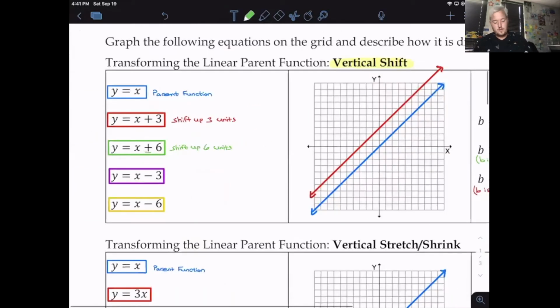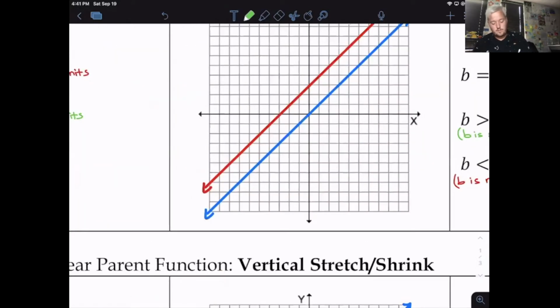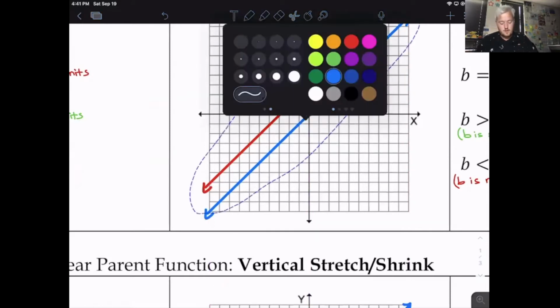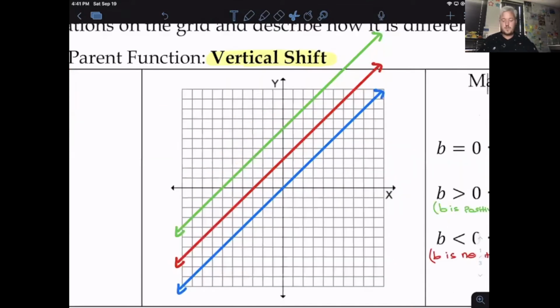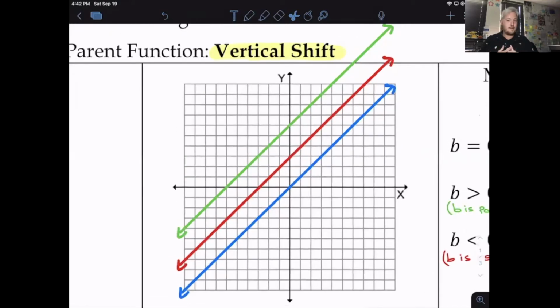All right, so once again, I'm going to do the exact same thing. Paste. So I'm starting with my original, at the parent function. So let's change it to green so we can see it. All right, so here's my original. Now I want to go up 6. So 1, 2, 3, 4, 5, 6. So if you notice, once again, I did not change the steepness. I didn't change anything about it except that I literally moved it up. I translated it up.